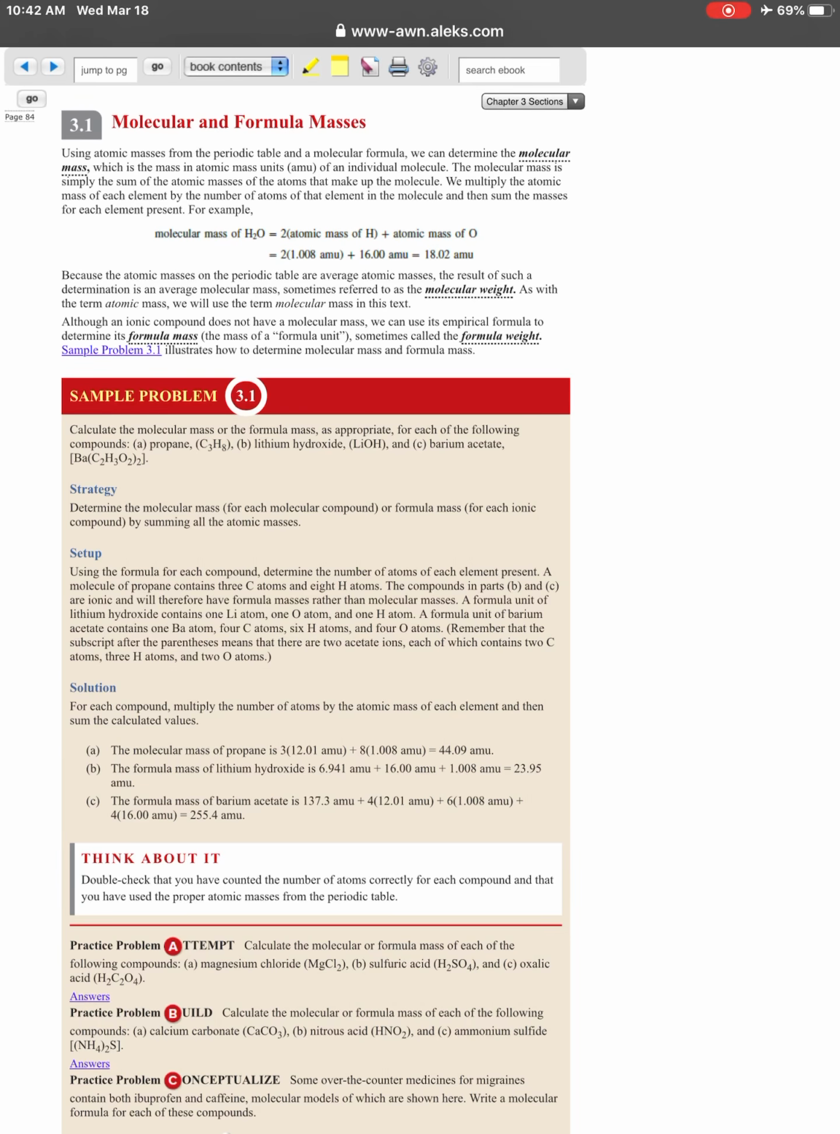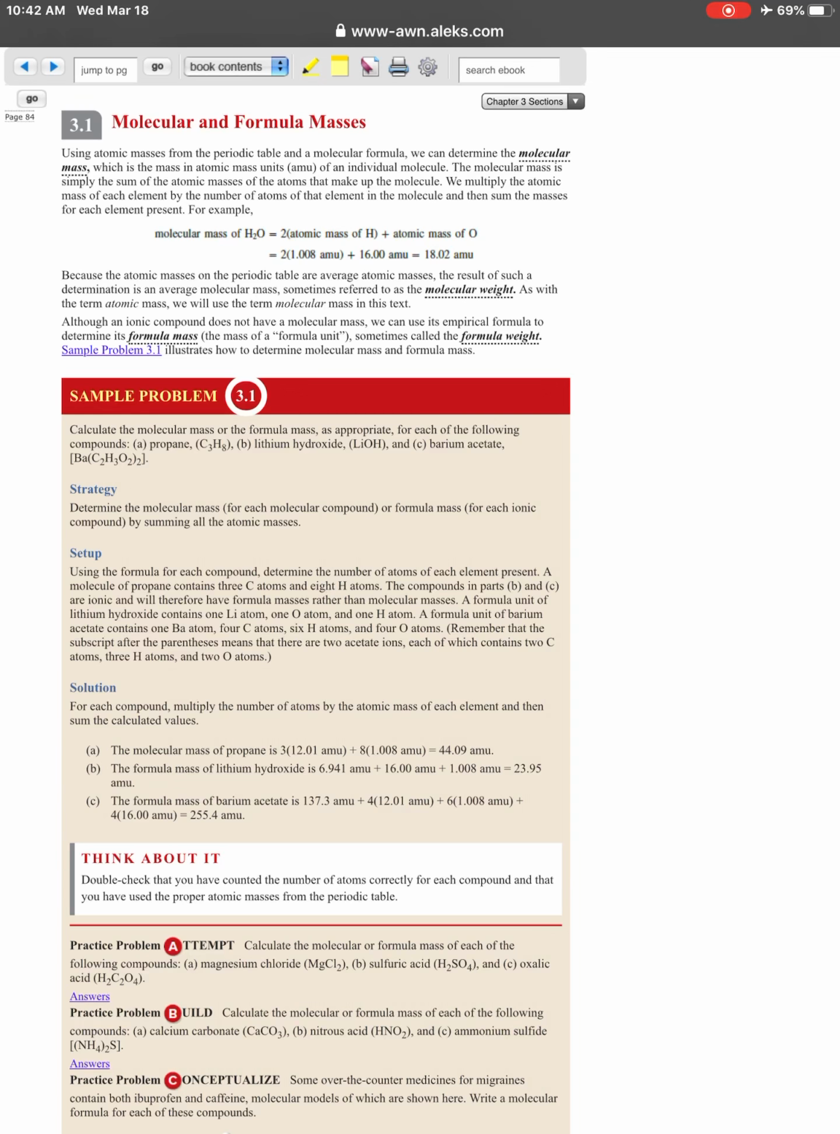So this would equal 2 times 1.008 AMU, that's the hydrogen, plus 16.00 AMU, that's the oxygen. And that would equal 18.02 AMU. That would be called the molecular mass of water, H2O, okay?